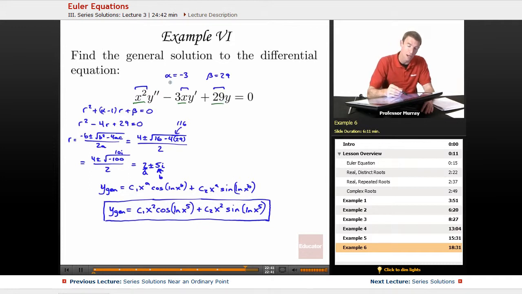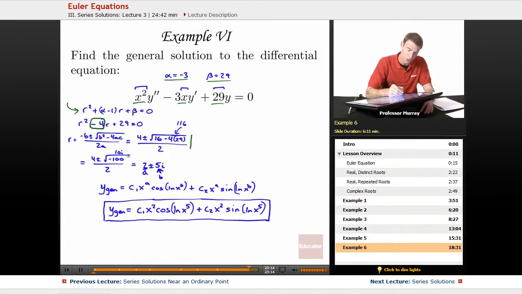So we identify our alpha as the coefficient of the x term. Our beta is the coefficient of the constant term. And we go back to the generic characteristic equation, r squared plus alpha minus 1 times r plus beta is equal to 0. Our alpha was negative 3, so subtracting 1 from that is where this negative 4 came from. And we got this quadratic equation that really didn't factor nicely, so we used the quadratic formula.